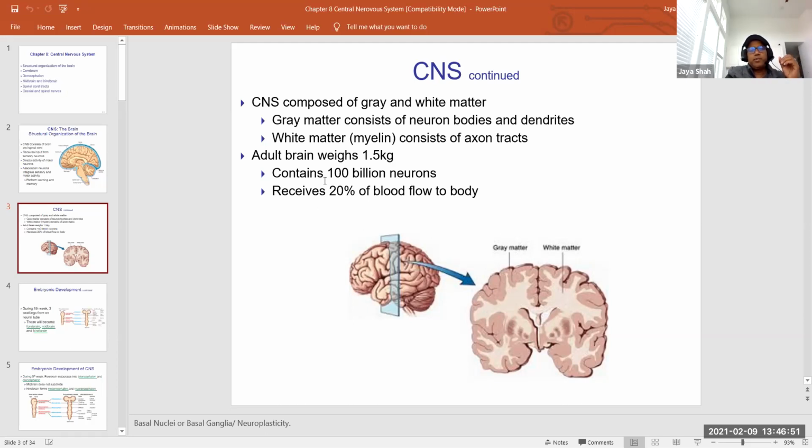Okay, so the adult brain weighs around 1.5 kg, contains 100 billion neurons, and receives 20% of blood flow to the body. So the heart pumps about 5 liters of blood every minute. That means what is 20% of 5? Around 500 ml our brain is getting. Okay.